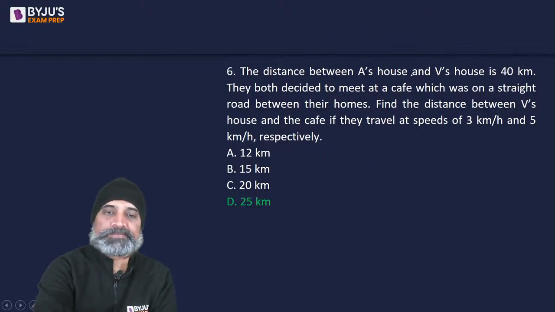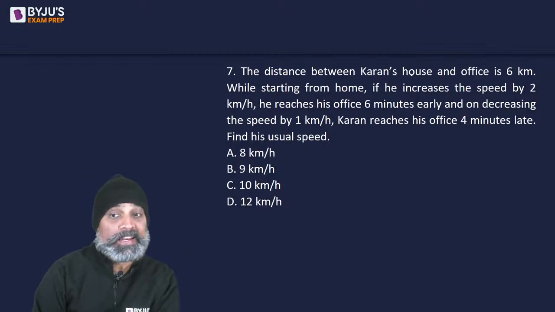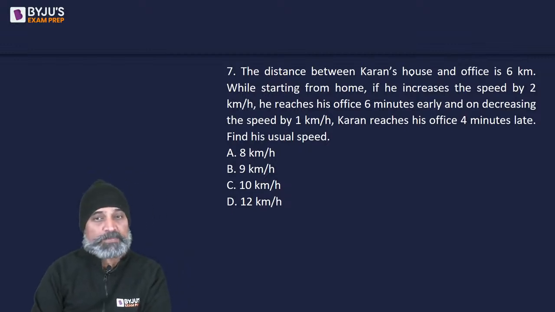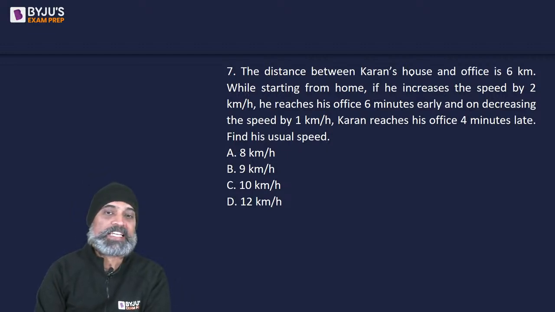Right? Okay. Next, the distance between Karan's house and office is 6 kilometers. While starting from home, if he increases the speed by 2 kilometers per hour, he reaches his office 6 minutes early, and on decreasing the speed by 1 kilometer per hour, Karan reaches his office 4 minutes late. Find his usual speed.